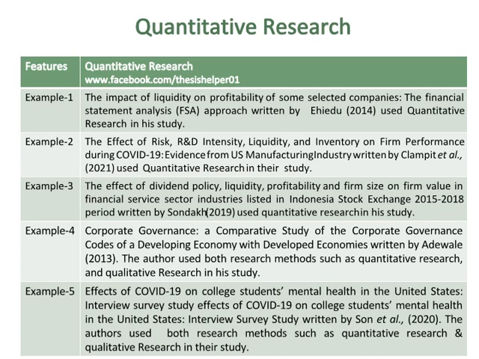In example 2, the effect of risk, R&D intensity, liquidity, and inventory on firm performance during COVID-19: evidence from the U.S. manufacturing industry, written by Clampett et al. 2021, used quantitative research in their study.